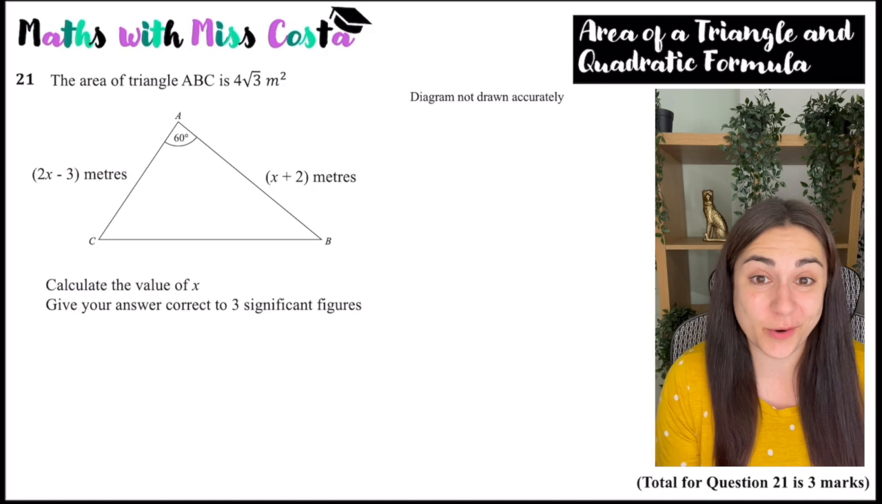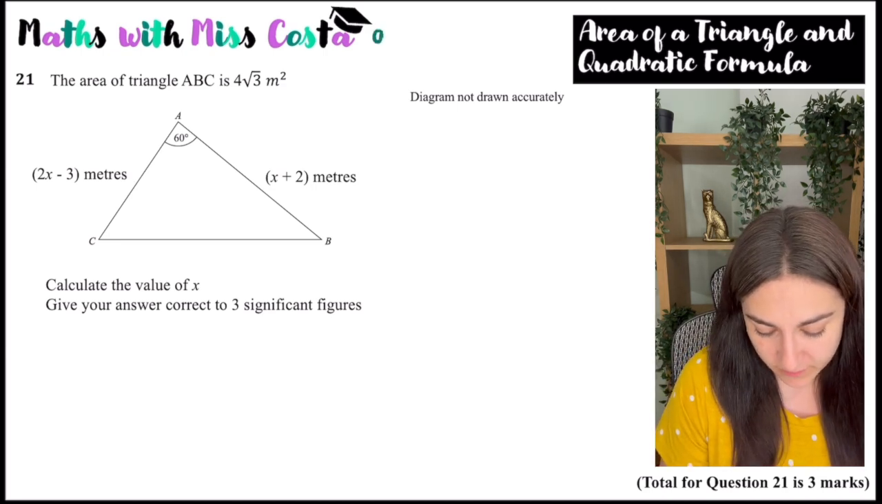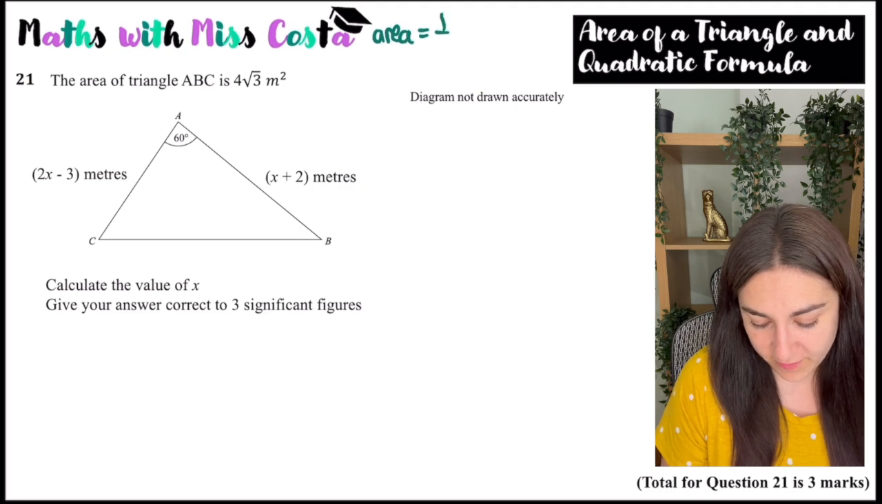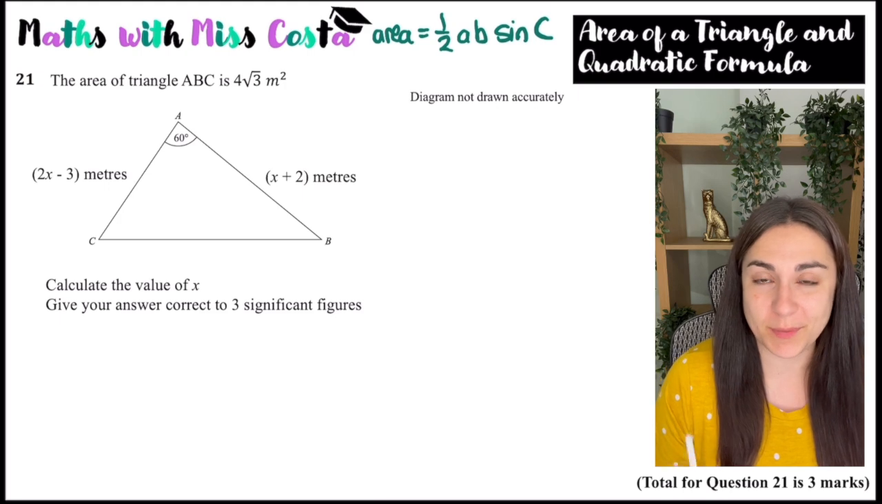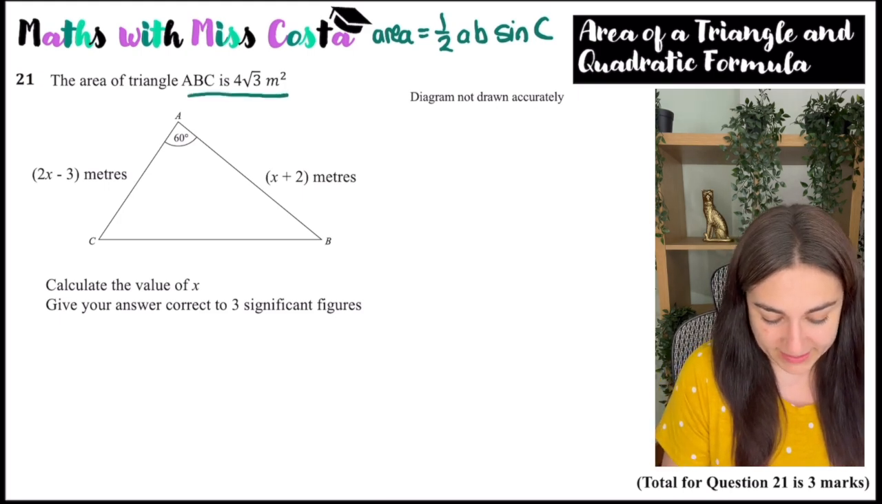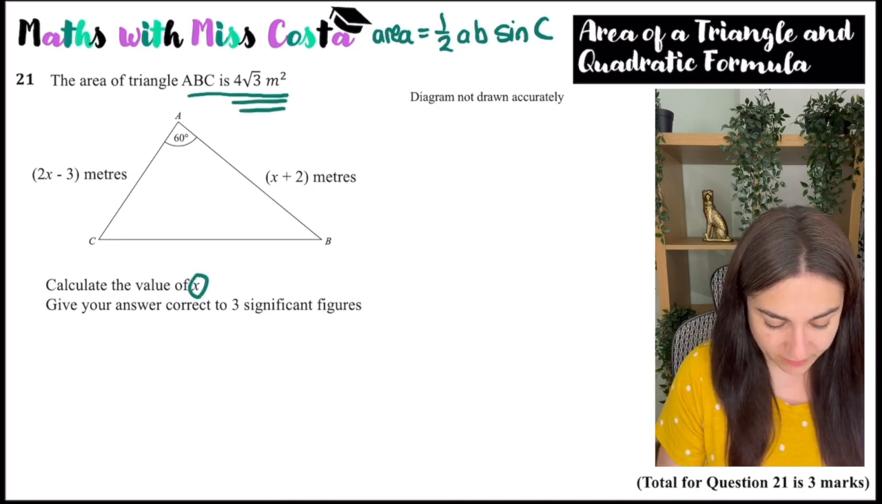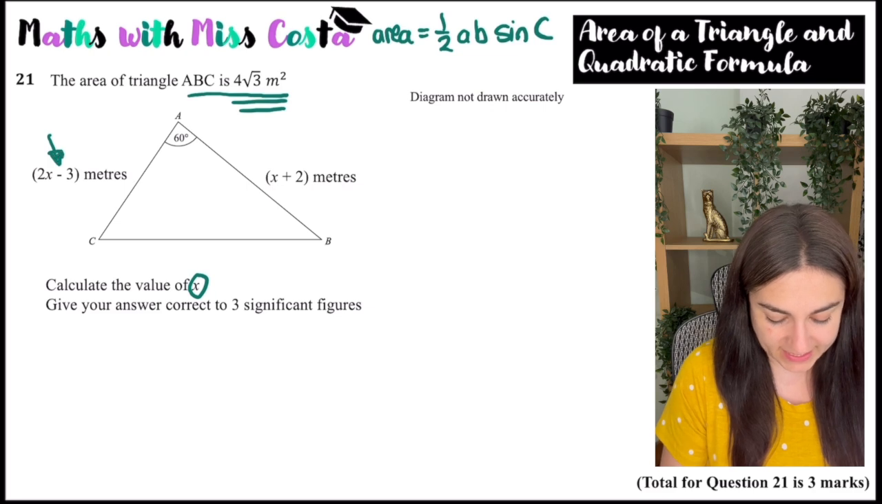A question that requires you to use the area of a triangle. Now the area of a triangle is half AB sine C. It is given to you on the formula sheet, but you need to know how to use it. So I'm told that the area of triangle ABC is 4√3 meters squared, and I need to find the value of x, which is located here.